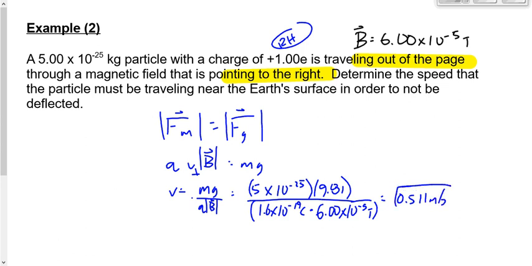So how fast does this really, really light particle need to be traveling in order to not be deflected? 0.511 meters per second. If it's going faster, the magnetic force ends up being too big and it deflects upward. If it's going slower, the magnetic force is too small and it ends up getting deflected outward.